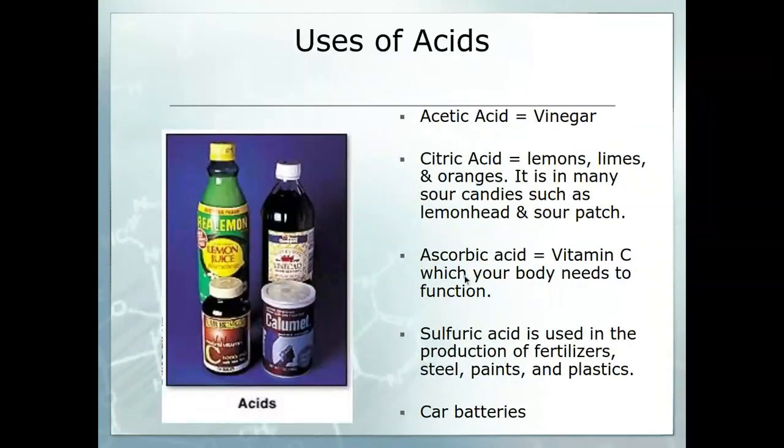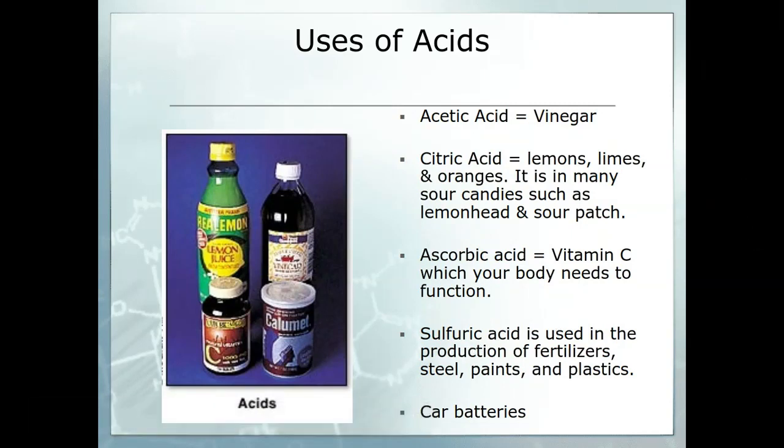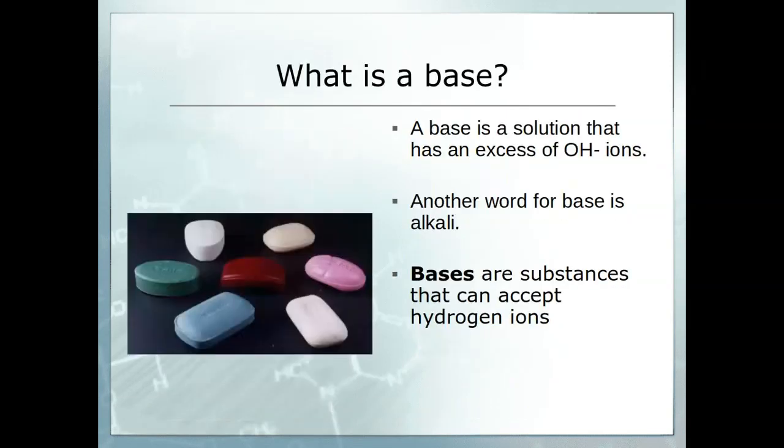Ascorbic acid, vitamin C is something your body needs to function. If you don't have it, you get scurvy. And fun fact: if you get scurvy, then your scar tissue can break down. Those old wounds can open back up. Or so I hear. Sulfuric acid is used in the production of fertilizers, steel, paints, and plastics, and car batteries have acid in them.